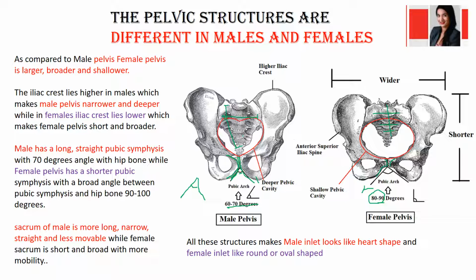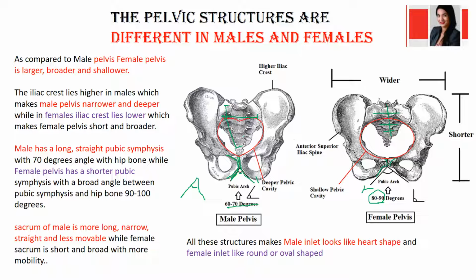Male has a long straight pubic symphysis with a 70-degree angle with the hip bones, while female has a shorter pubic symphysis with a broad angle between 90 to 100 degrees. If you talk about the sacrum, the male sacrum is long, narrow, straight, and less movable, while the female sacrum is short, broad, with more mobility.